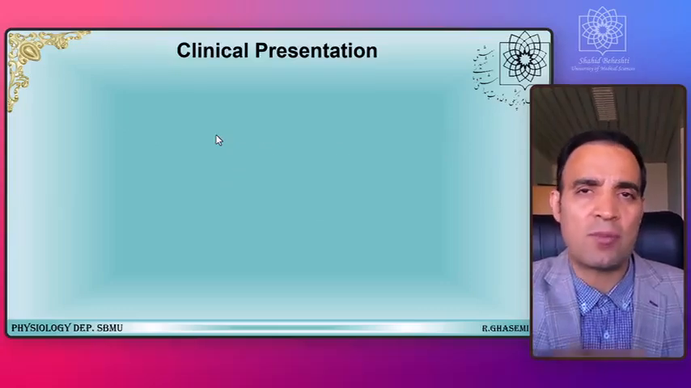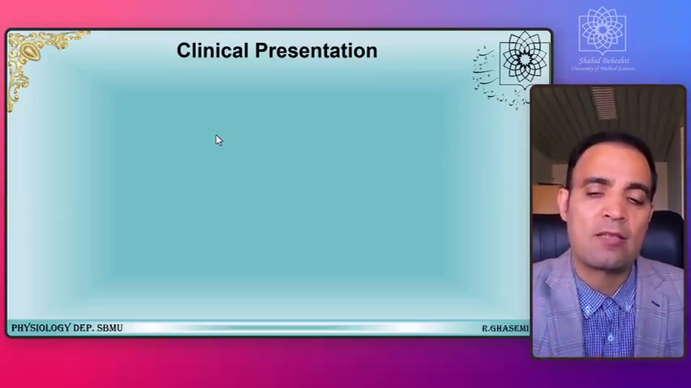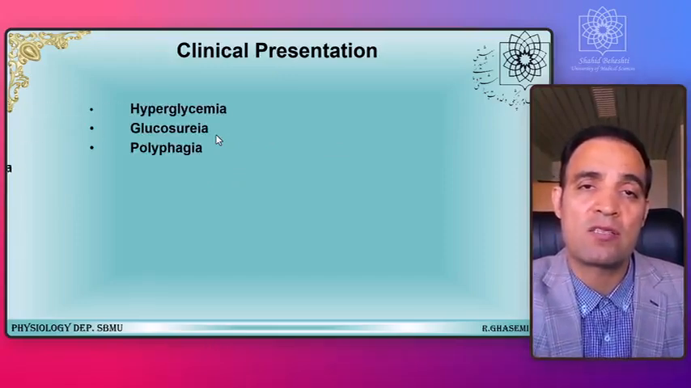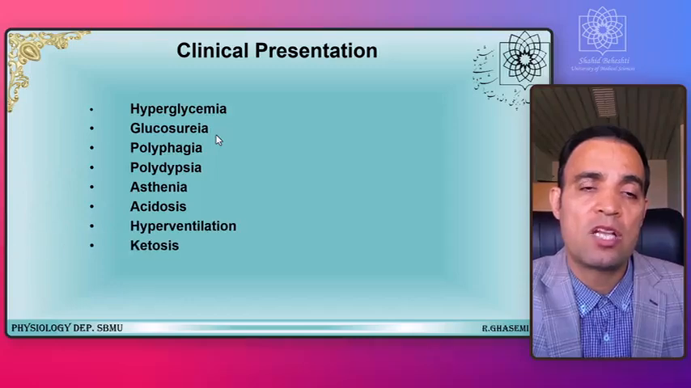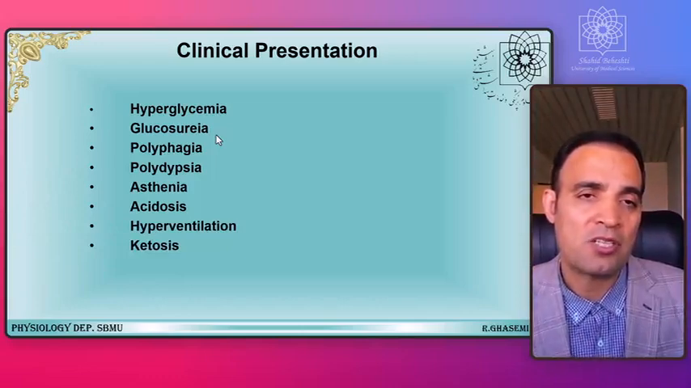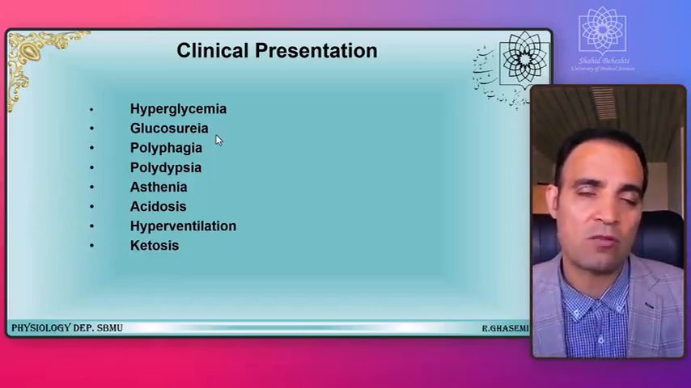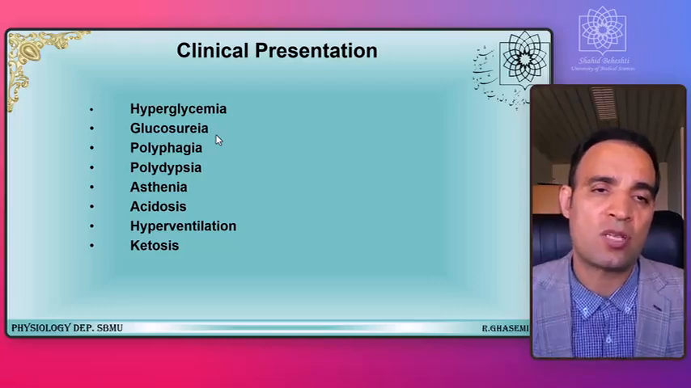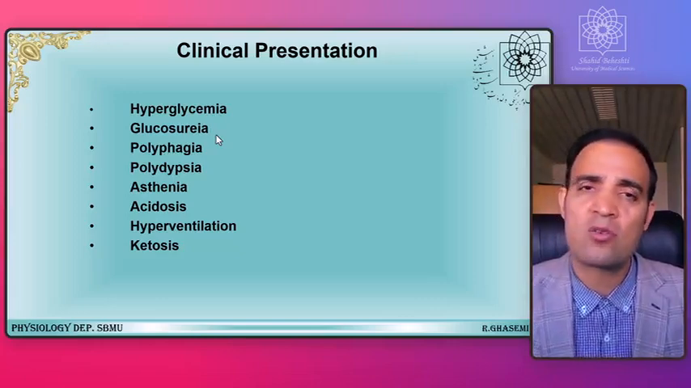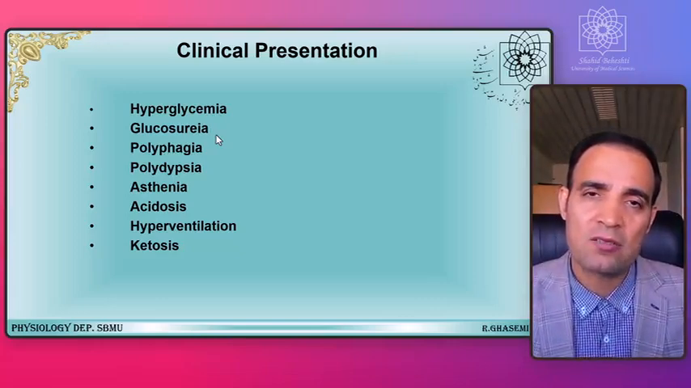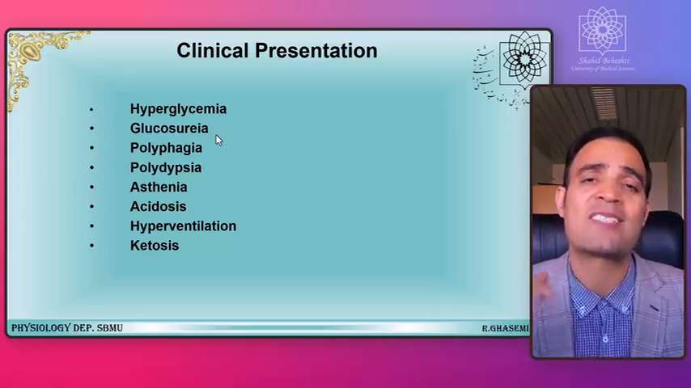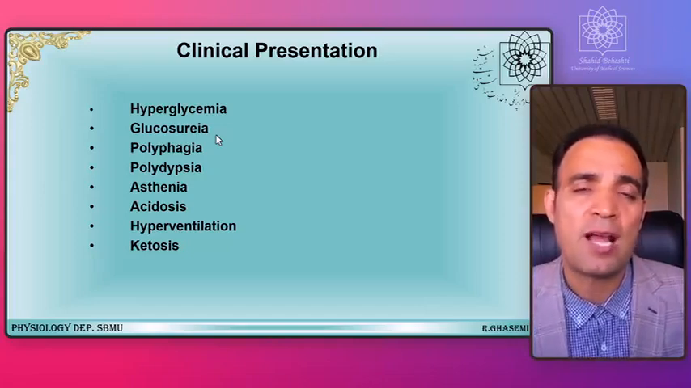I'm not going to discuss the disease. I just want to show you how important insulin is. You know that diabetes is known by some clinical presentations such as hyperglycemia, and you know why, because insulin is not able to stimulate glucose uptake. Glucosuria, the appearance of glucose in the urine, because with high glucose the kidney is not able to take up all the glucose. It is saturated, and therefore glucose will appear in the urine.